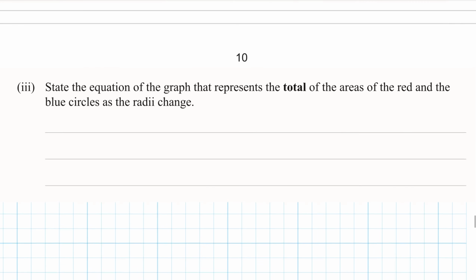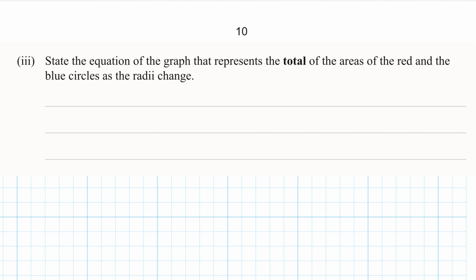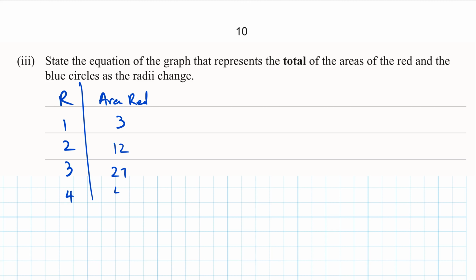Let's go to number 3. State the equation that graphs represent the total area of red and blue circle. Oh, fantastic. The good thing is we've actually got the first part of this done already, because we've got radius, which is going to be 1, 2, 3, and 4. We've got area of the red circle, which is 3, 12, 27, and 48. So this is the radius for red circle. So what you need to do is the opposite of it. So the radius of the blue circle, if the radius of the red circle is 1, then the blue is 4. If it's 2, it's 3. If it's 3, it's 2 and 1.